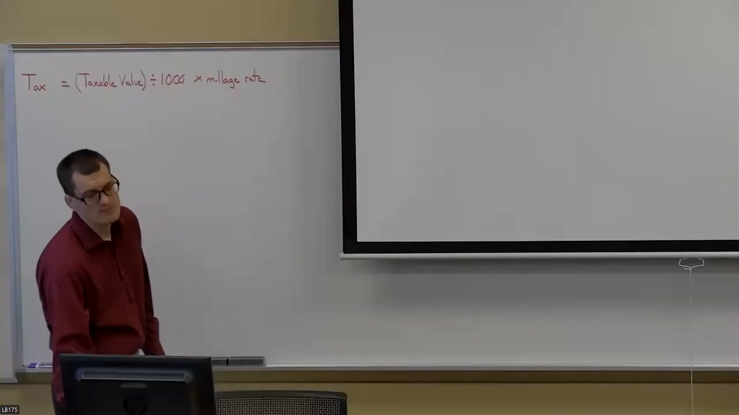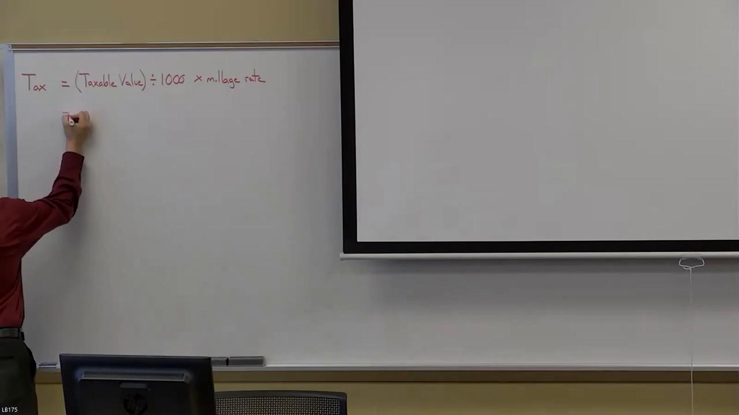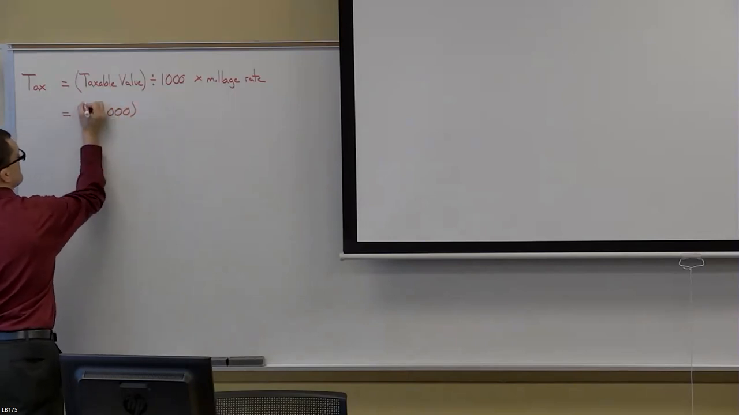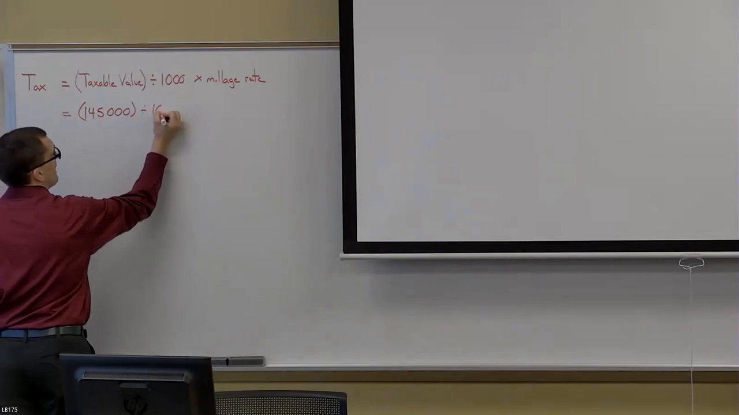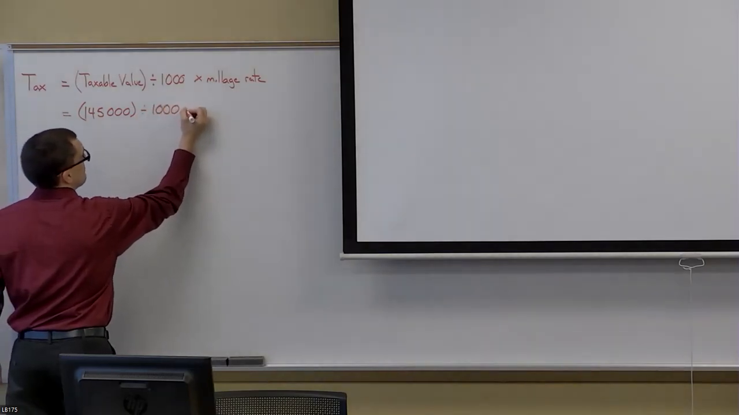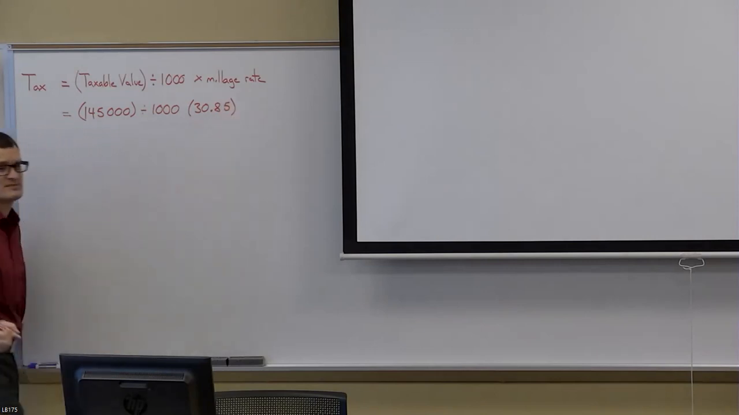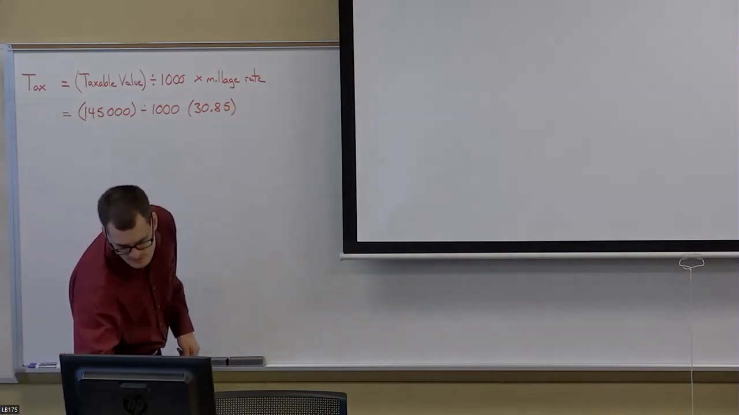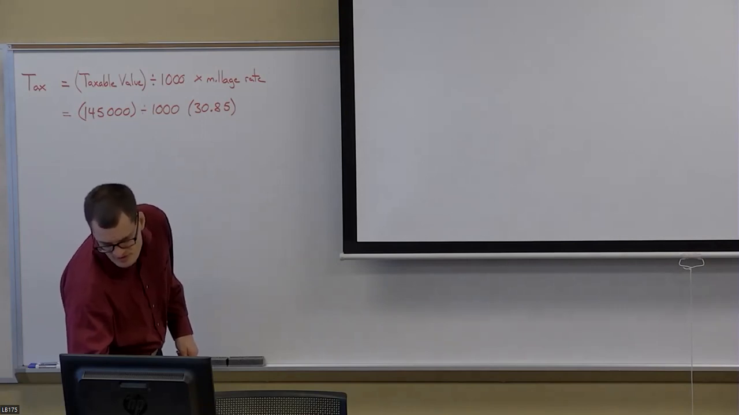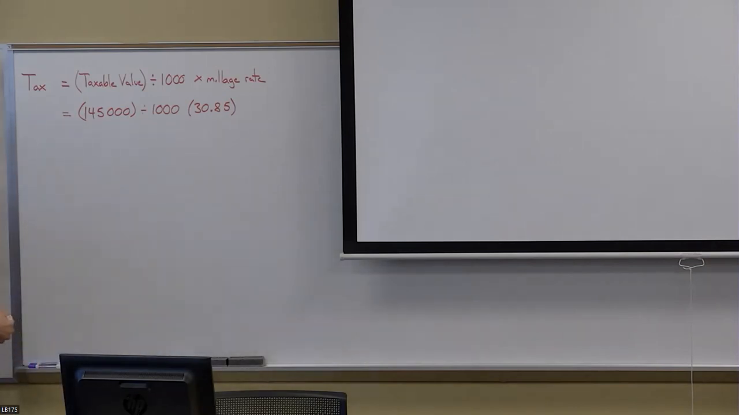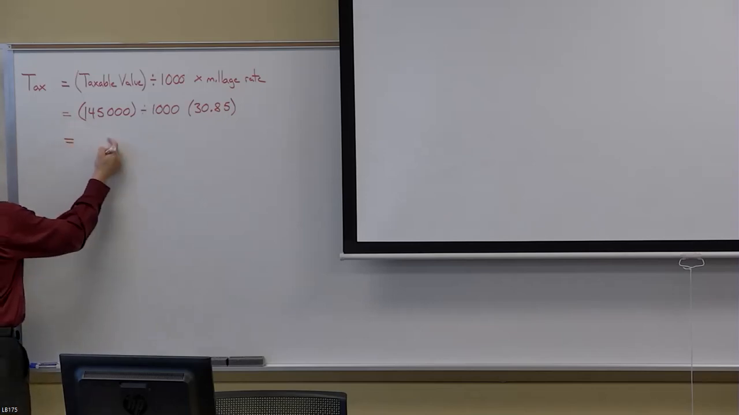So all we do is we say our tax is the taxable value, which is $145,000. We're going to divide that number by 1,000, and then we're going to multiply times the millage rate, which it said was 30.85. Right, 30.85 was the millage rate. Now I'm going to do this in 2 steps. Normally I just type this in my calculator, all right? But I want to do it in 2 steps just so we understand what's going on.